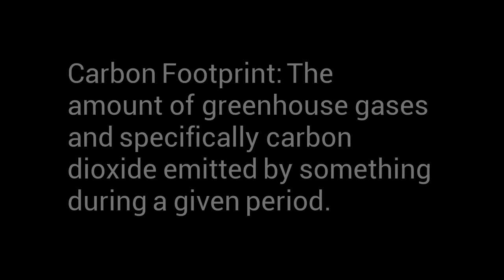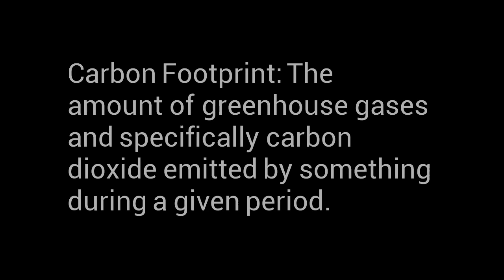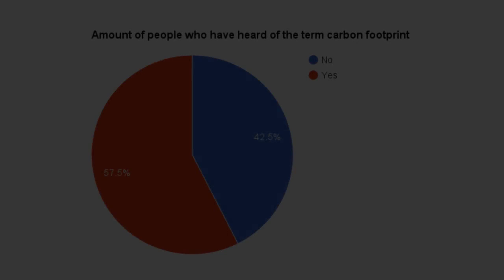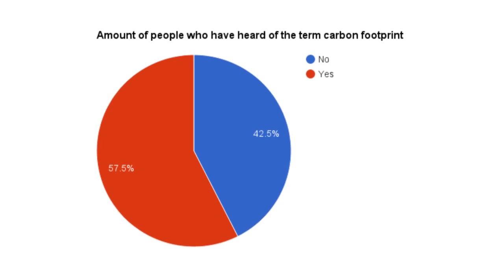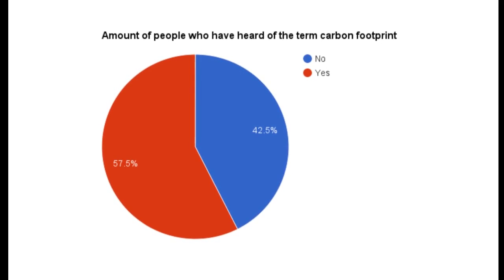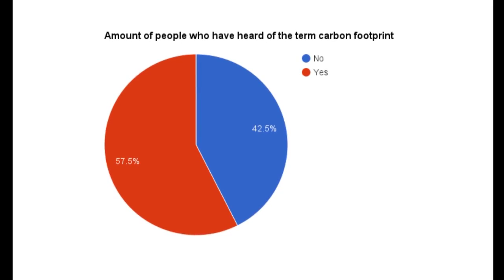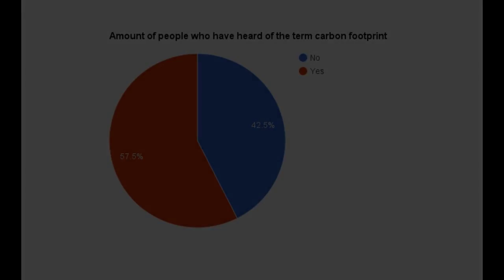The dictionary definition of carbon footprinting is the amount of greenhouse gases, and specifically carbon dioxide, emitted by something during a given period. In a survey that was filled out by 223 students from Belle Plaine Junior and Senior High School, 57.5% of students have heard of the term carbon footprint before, while the other 42.5% have not heard of this term before.